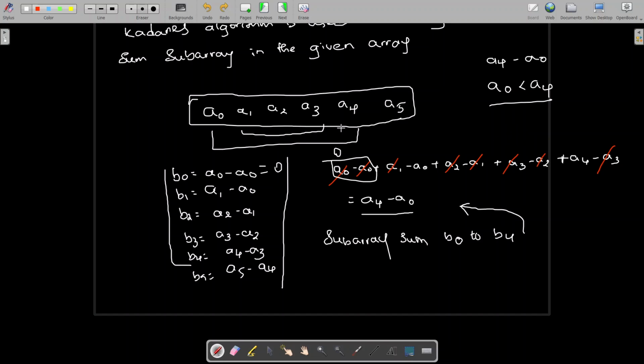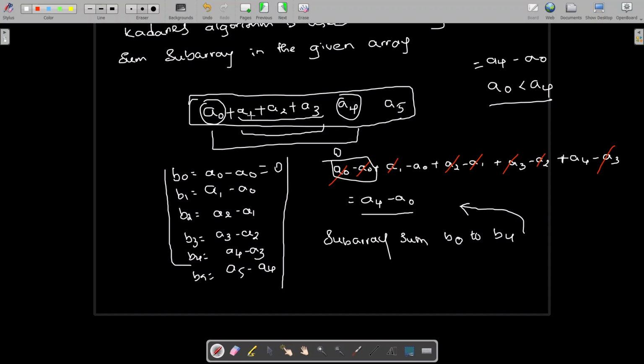Suppose we want a profit by buying on the 0th day and selling on the 4th day. We'll just need a4 minus a0. If we sum all this, what is the extra part we are getting? We are getting the extra part as this. In order to remove that, we will be maintaining this.